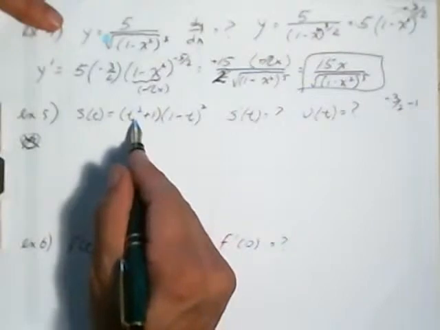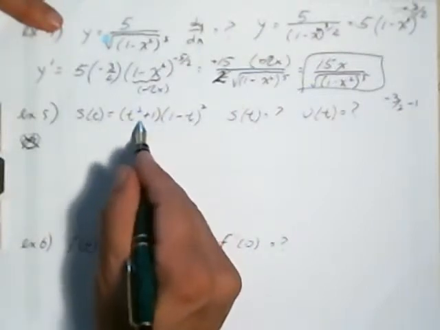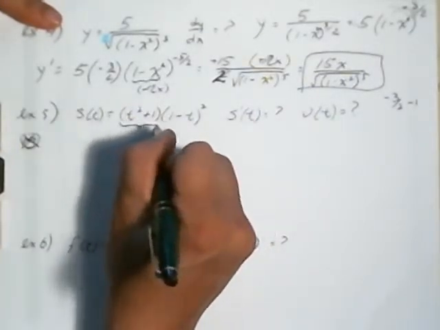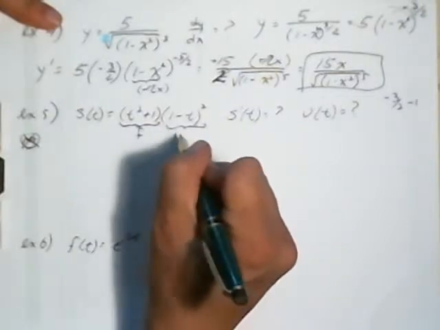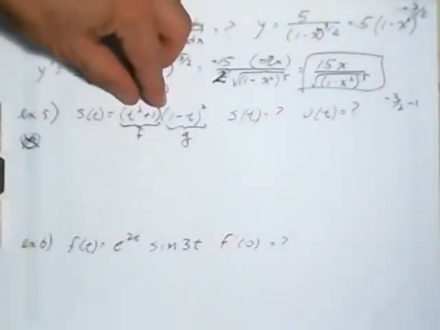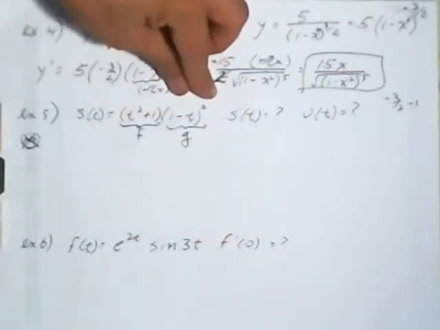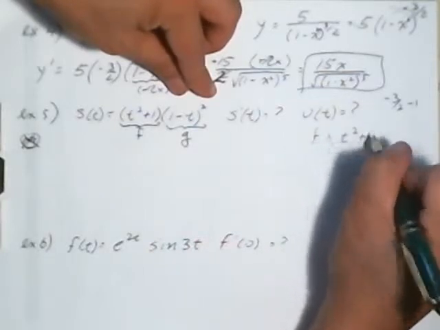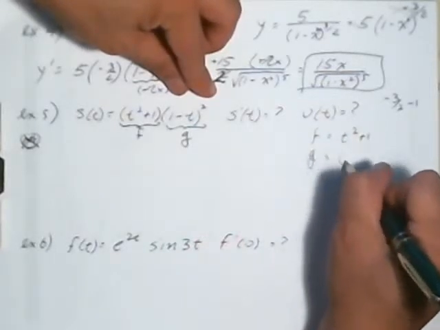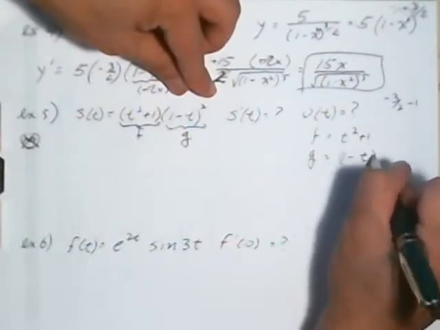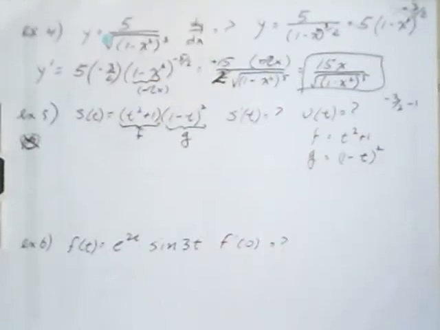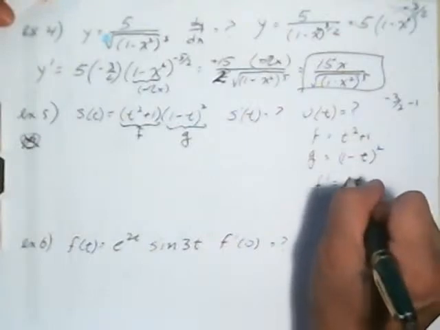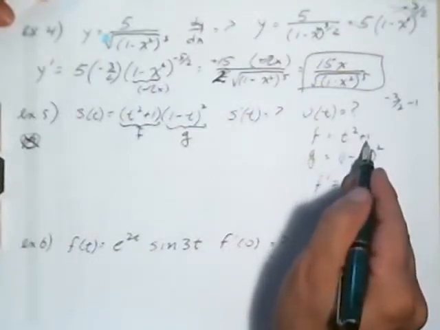Before we do this, since this is a product of two functions, this function right here times that function, I like to actually label these. That way you know what you're talking about. This is f right there, that's g right there. That's your first function, that's your second function. Something times something. So let's write it down. F is equal to t squared plus 1. G is equal to 1 minus t quantity squared. So we have to find f prime first. The derivative of that is going to be just 2t. Bring down the power, subtract 1, the derivative of a constant is 0.